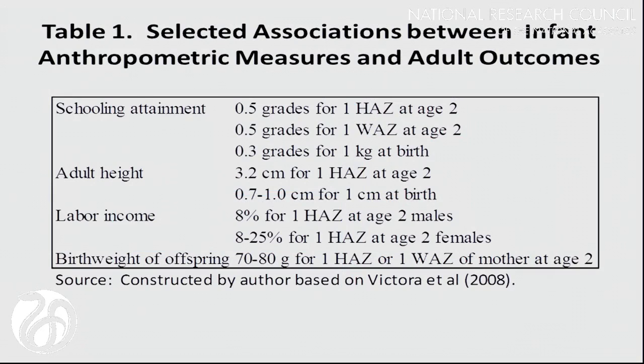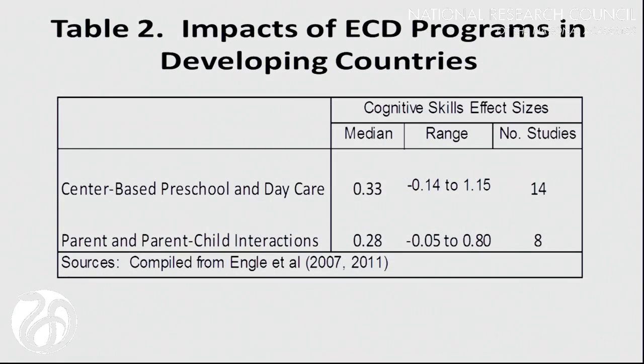There are certainly estimates of associations between dimensions of early life and outcomes over the life cycle. Here is an example from the Lancet paper by Victora et al. of associations between infant anthropometric measures and subsequent outcomes over the life cycle. Here is an example from the Engle et al. Lancet papers in 2007 and 2011 of impact on cognitive skills, impacts on the order of magnitude of 0.3 standard deviation.